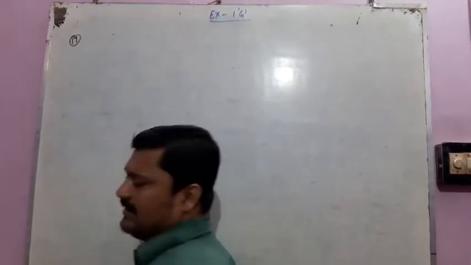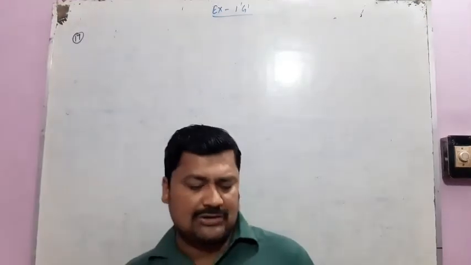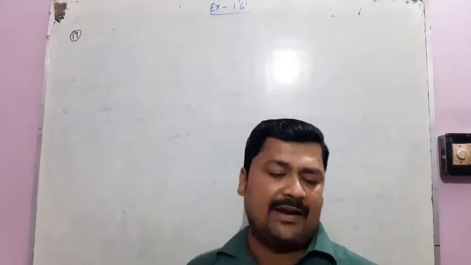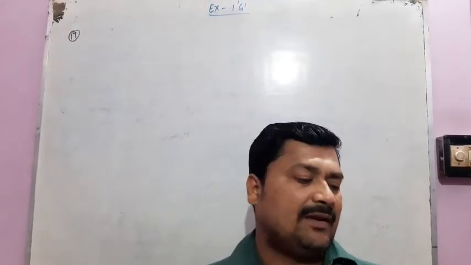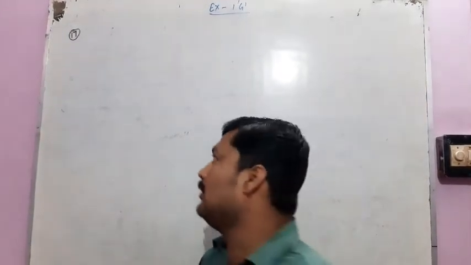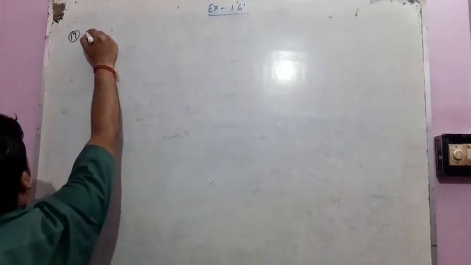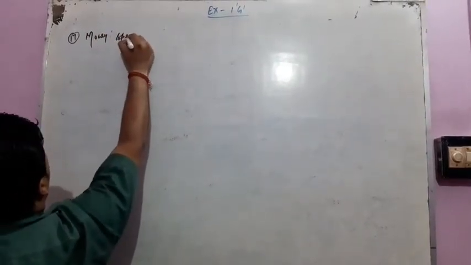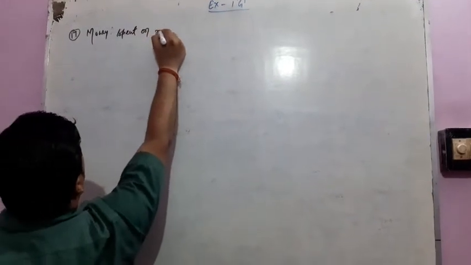In question number 17, it is given that 17 and 18 both are the same question, so we are solving question 17. Rita has rupees 300. She has spent 1/3 of her money on notebooks. So we have to find what money she has spent on notebooks.